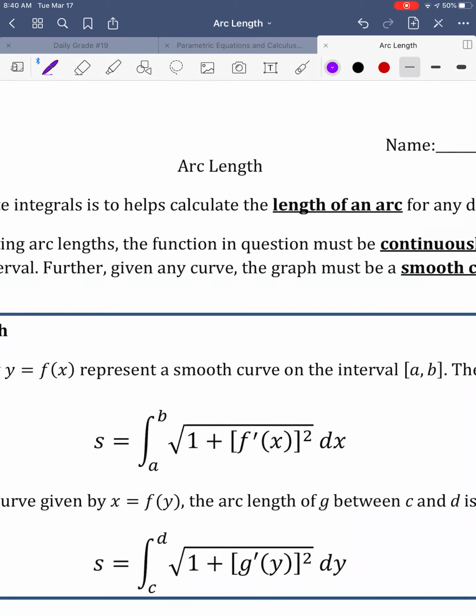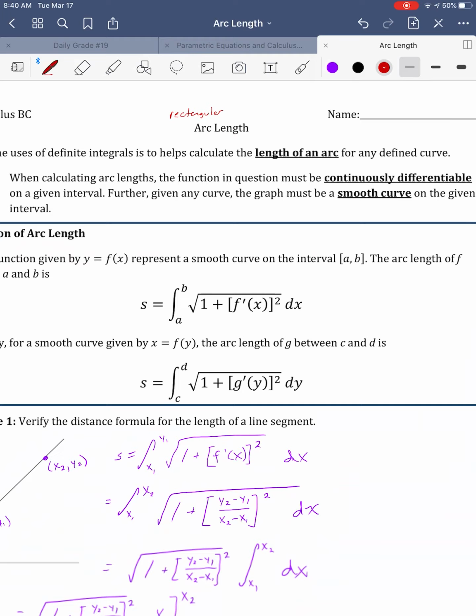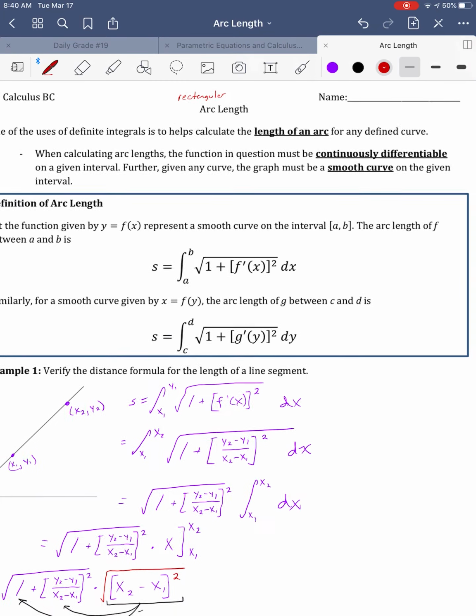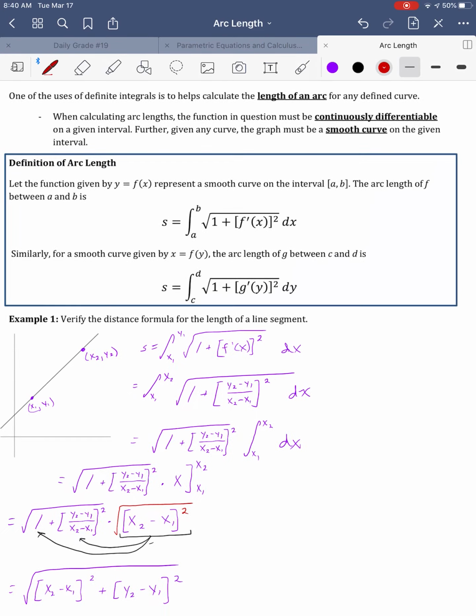Okay, so this is the lecture on arc length. Now it's the portion on rectangular arc length. So tomorrow we'll talk about parametric arc length. It's similar, but just a little bit different. So we're working with rectangular arc length.